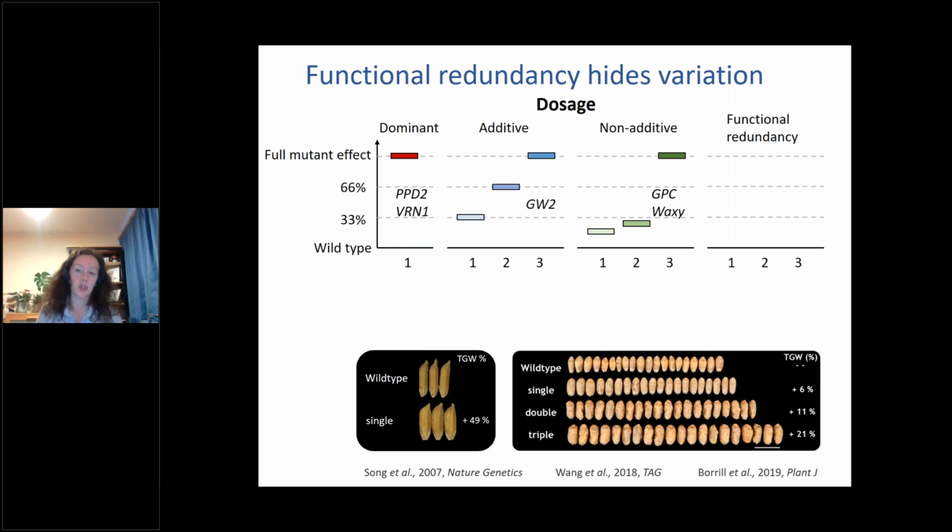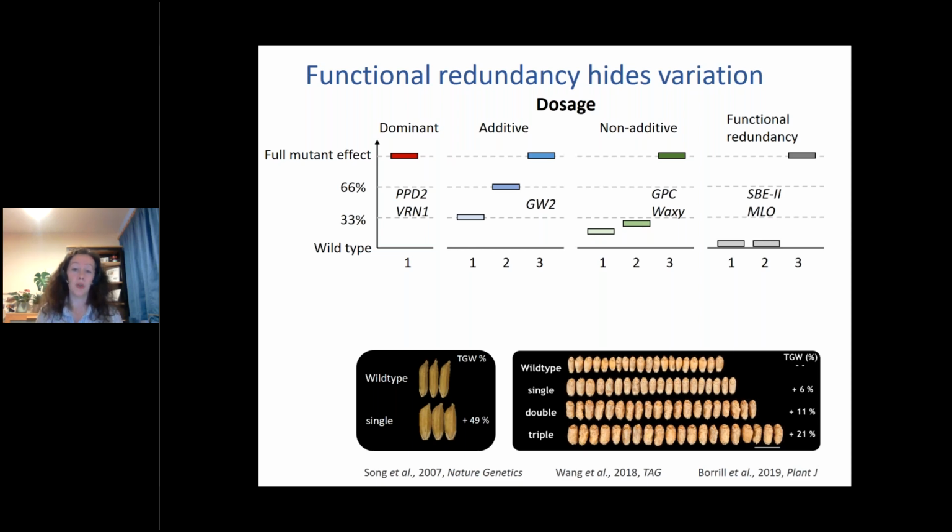And we also see cases of functional redundancy. This means that if we knock out one copy, the phenotype is exactly like wild type. We don't see any phenotypic effect. If we knock out two copies, we still see no phenotypic effect. It's only when all three homologs are mutated that we can see a phenotypic effect of the gene. And this is the case for genes such as starch branching enzyme 2 or the MLO locus.